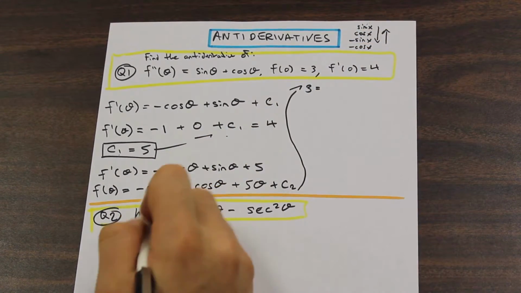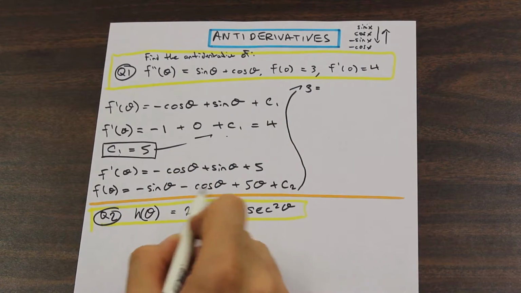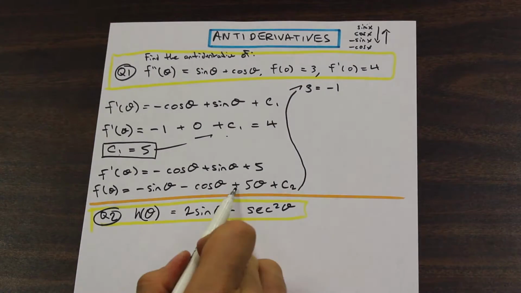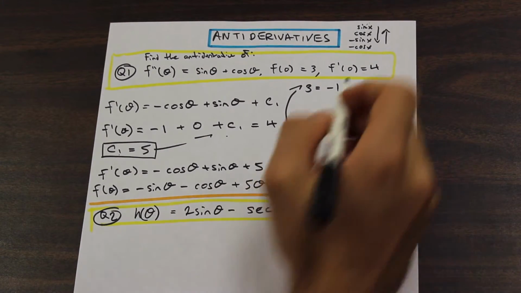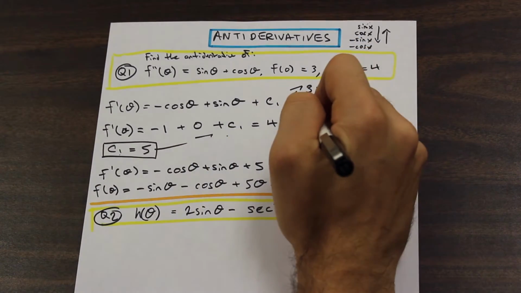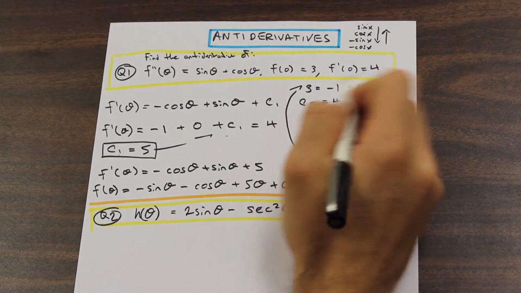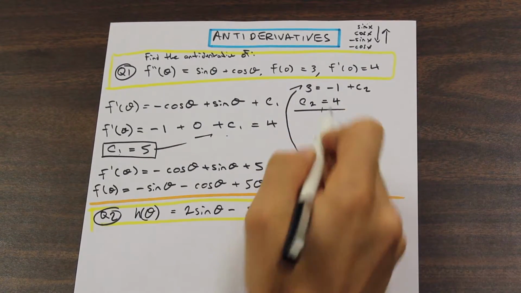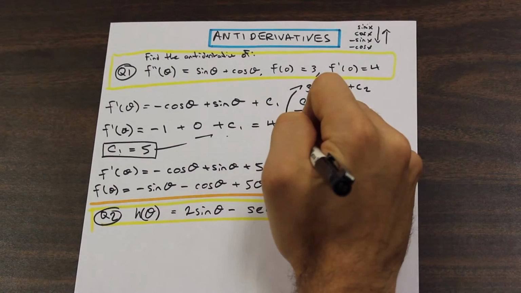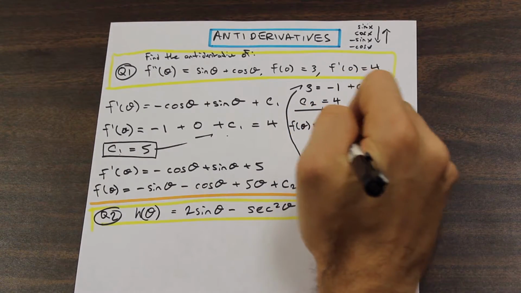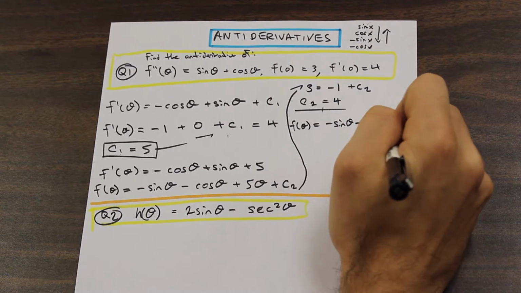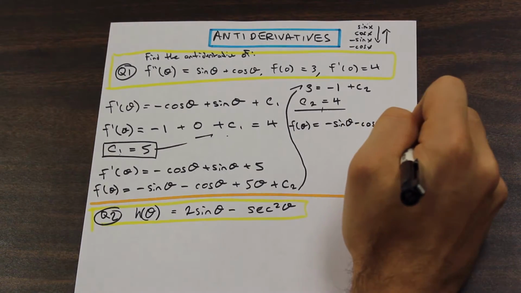So 3 is equal to, and sine of 0 is 0. Cos 0 is 1. Okay, and 5 theta with theta 0, so that's just 0. And plus C2. Perfect. So if we solve for C2, it's going to be equal to 4. Perfect. And if we go ahead and plug that 4 into this equation, all right, we should have our final answer, which is going to be negative sine theta minus cos theta plus 5 theta plus 4.